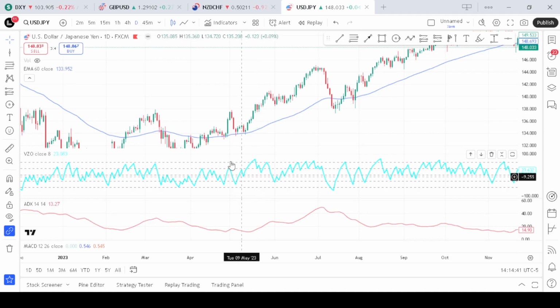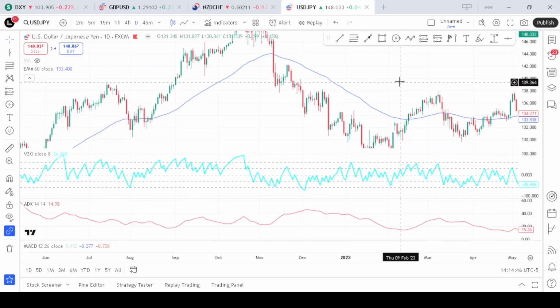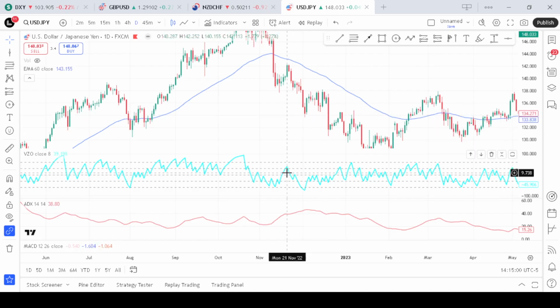While if we are looking for selling opportunities, first of all, price has to be below the 60 period exponential moving average, and the VZO crosses below the positive 40 on the VZO.